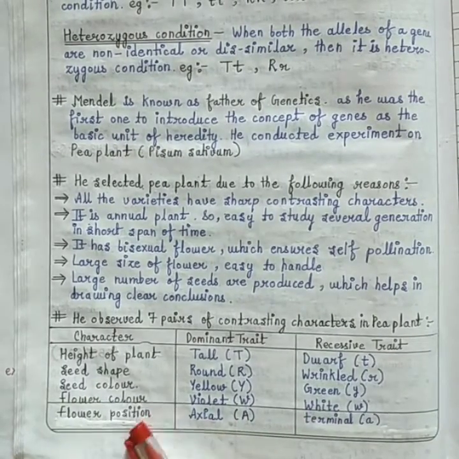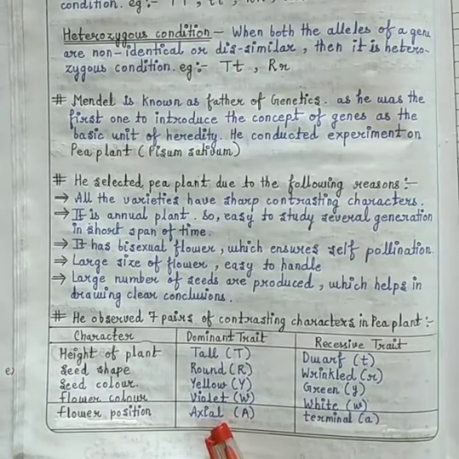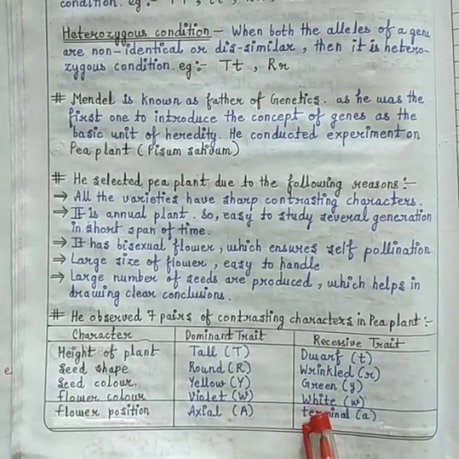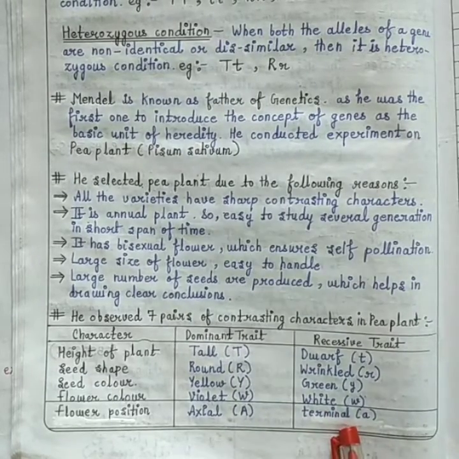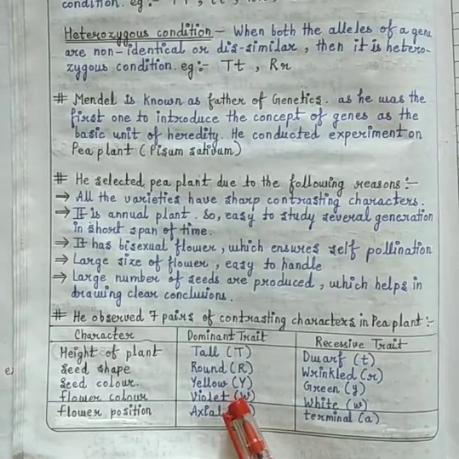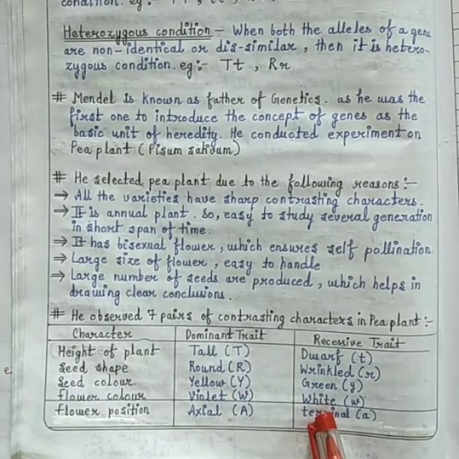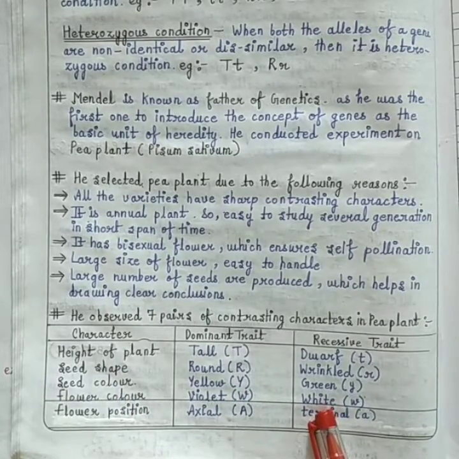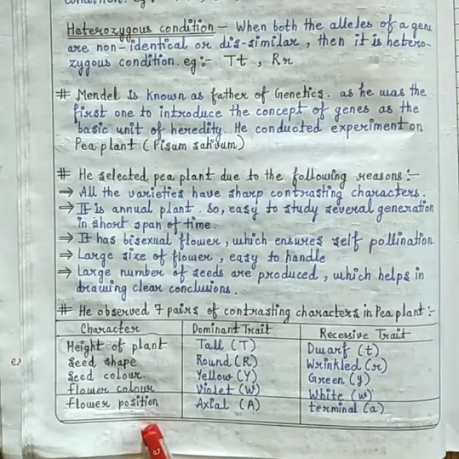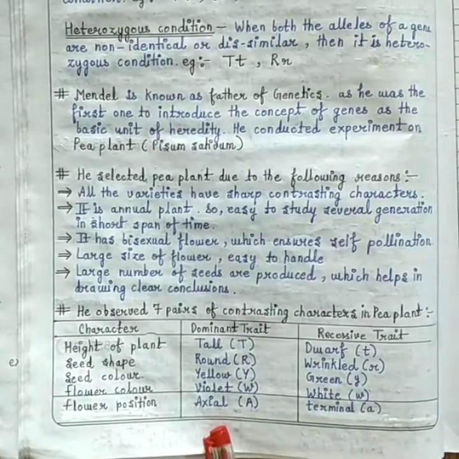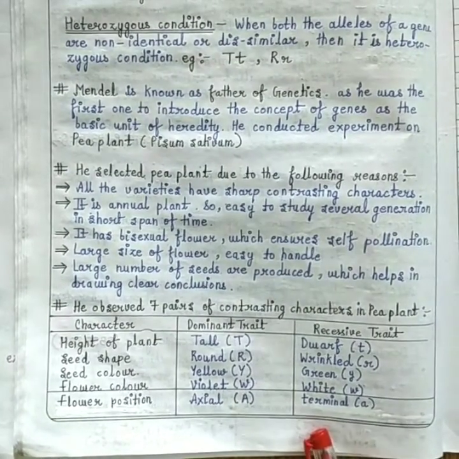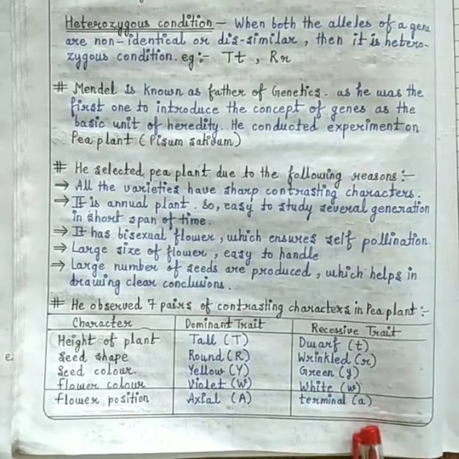Then flower color. Flower color के लिए जो dominant trait था was violet, and violet is represented by capital W, and white is the recessive trait which is represented by small w. तो अगर violet flower observe हो रहा है pea plant में तो dominant वाला express हो रहा है, और अगर white flower observe हो रहा है pea plant में तो means recessive trait अपने आप को express कर रहा है. The next character is flower position. Now flower position के लिए dominant trait is axial, and that is represented by capital A, and the recessive trait is terminal, that is represented by small a.